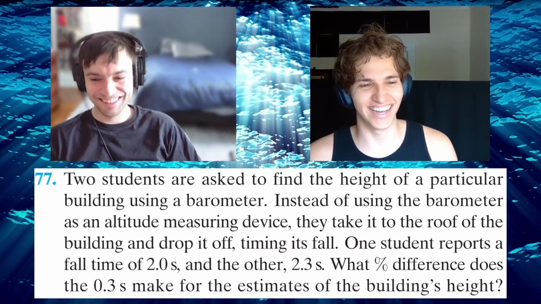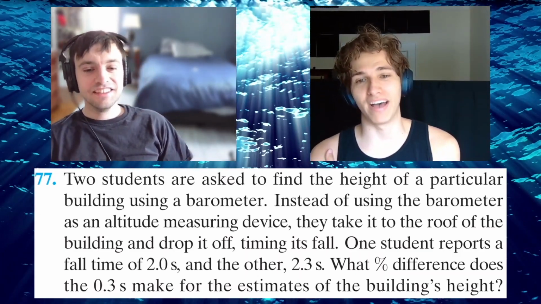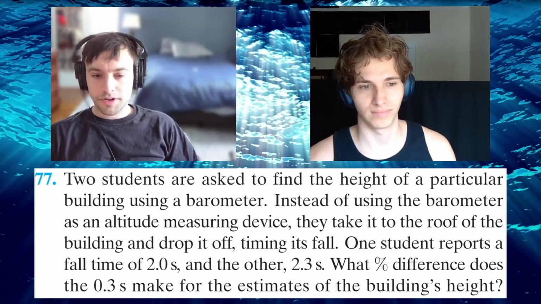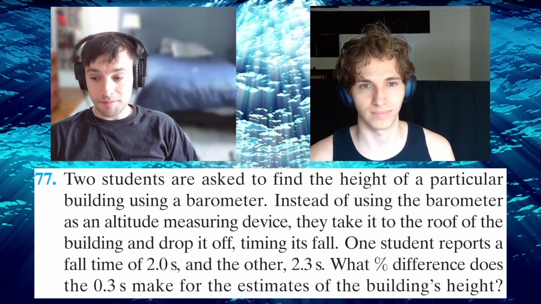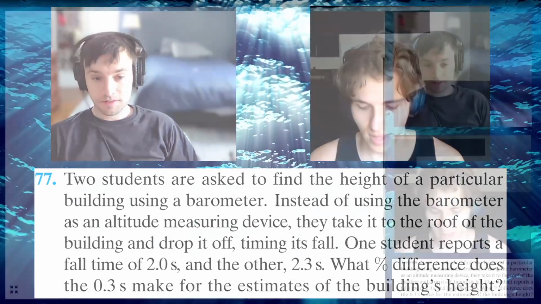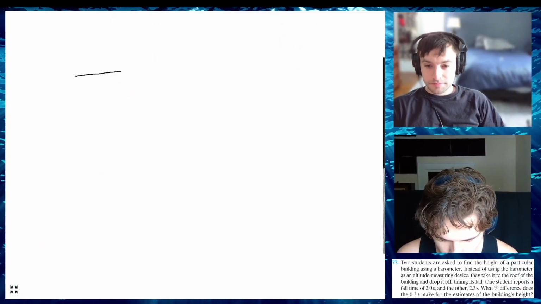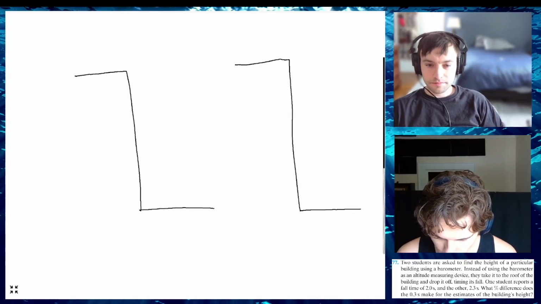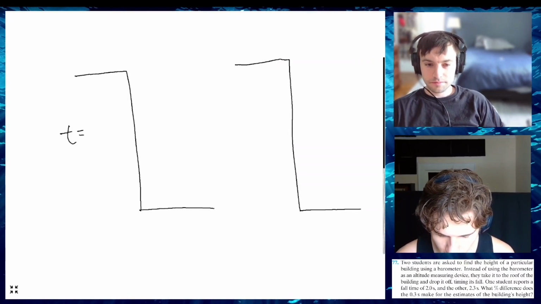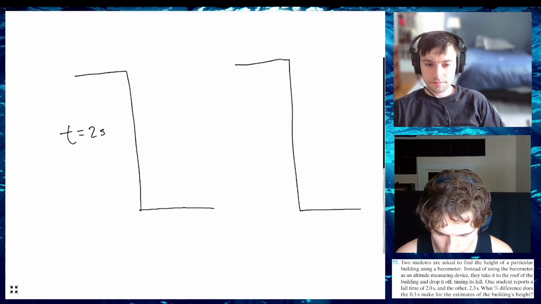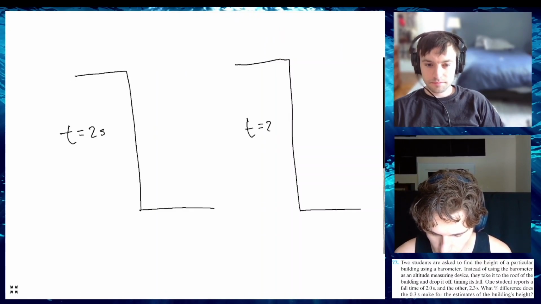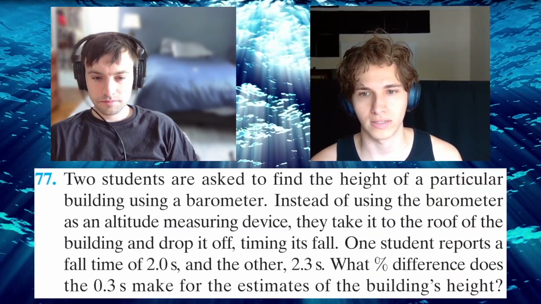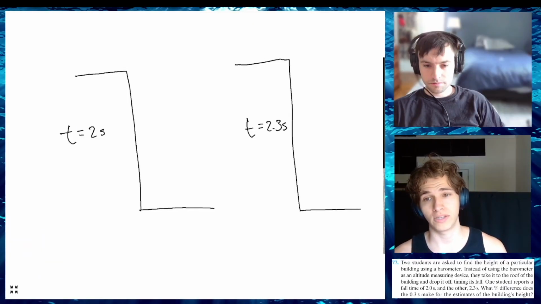All right, let's get into this. What do we have? What's known? So each student recorded a different time when the same item was dropped once. Yes. So we have building and same building. And for this one, the time it took to fall was 2 seconds. And for this one, the time it took to fall was 2.3 seconds. Correct me if I'm wrong. That seems correct. That seems to be all the information they've given us.